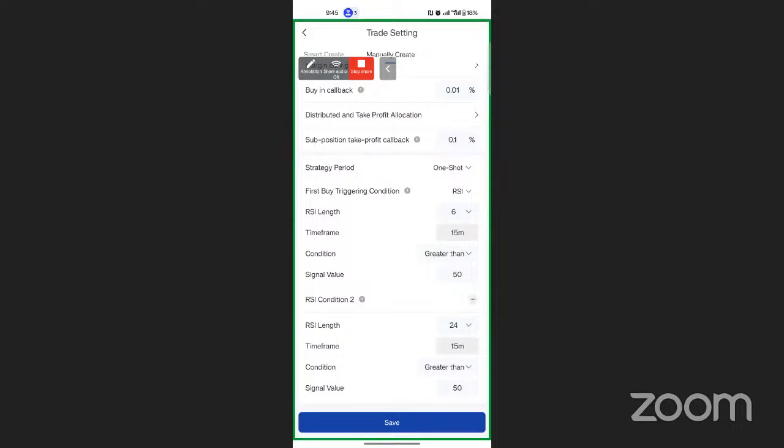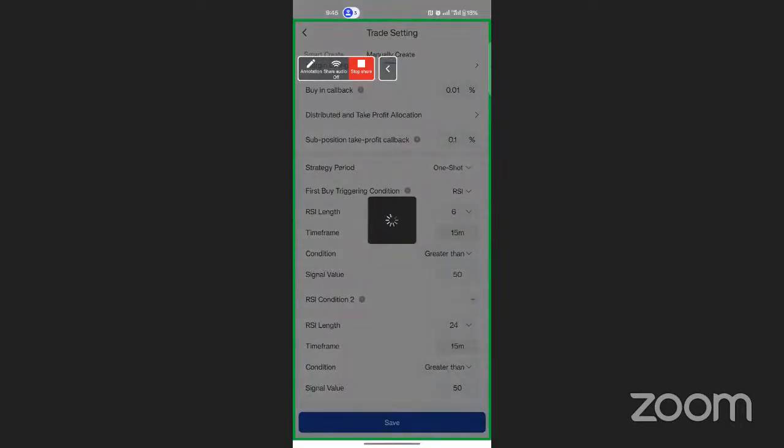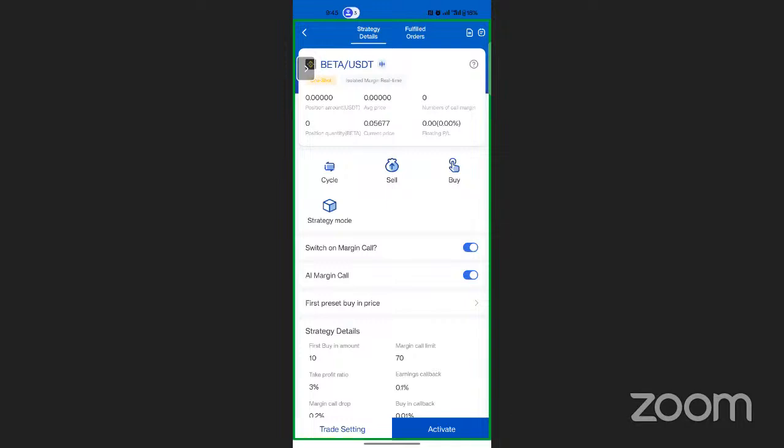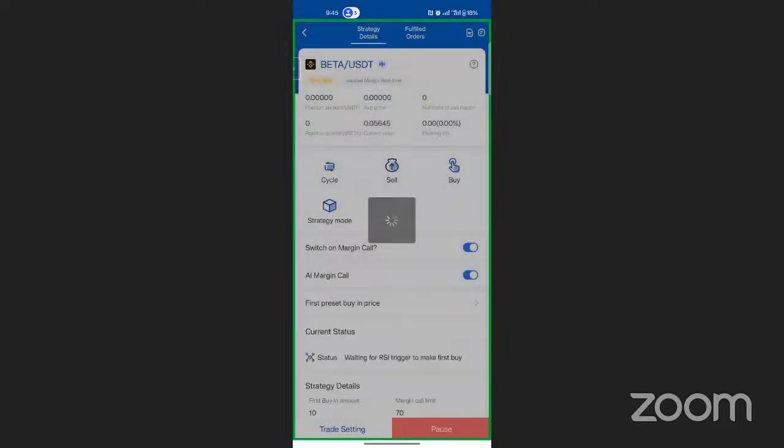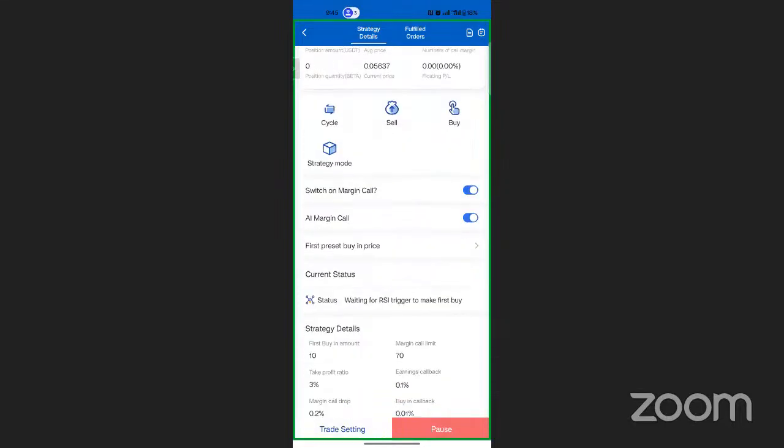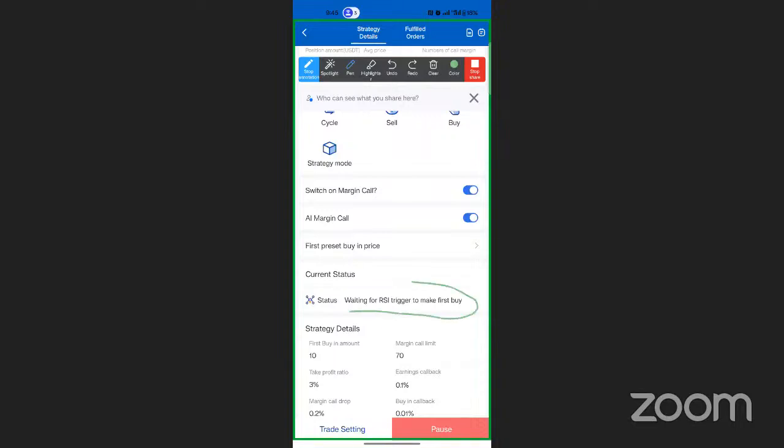And when I tap save and I tap sure and I activate, can you see? Waiting for the RSI to trigger to make the first buy. Give me a one in the chat if you have understood. You see, it is now waiting for my RSI to trigger. It's not using preset price. It is waiting. So you can now use an indicator for the robot to buy for you in the market.